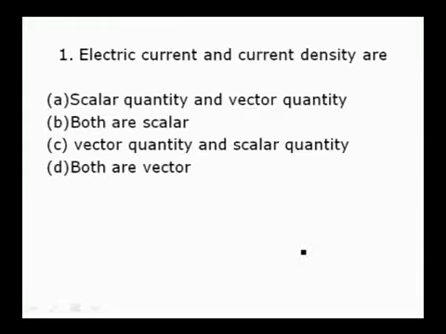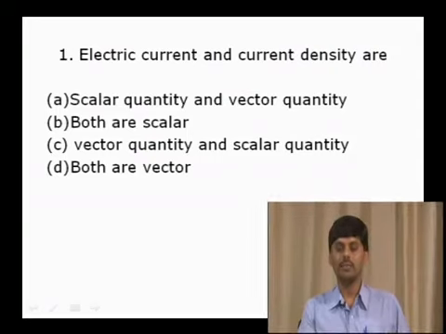Now, let us begin with the questions. Electric current and current density are, your options are A. Scalar quantity and vector quantity, B. Both are scalar, C. Vector quantity and scalar quantity, D. Both are vector. In the synopsis only I have discussed this.